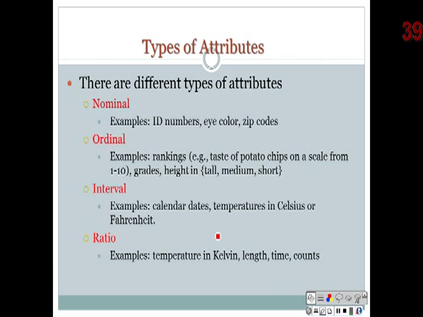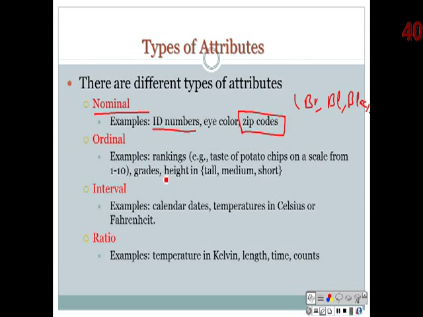What else? What kind of attributes do we have? We have the nominal attribute, which is any number you assign, for example, ID number or zip code. If you remember the zip code as nominal, you will never forget it. Eye color, you may have brown, blue, or black, etc. So it's some kind of nominal, we name it.